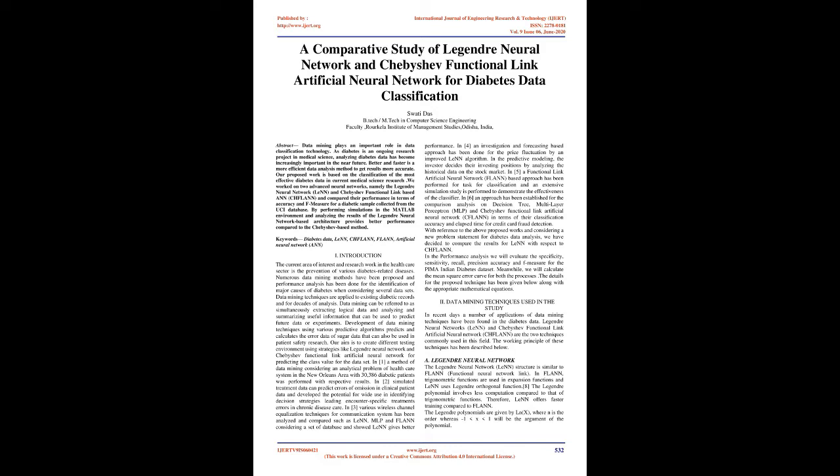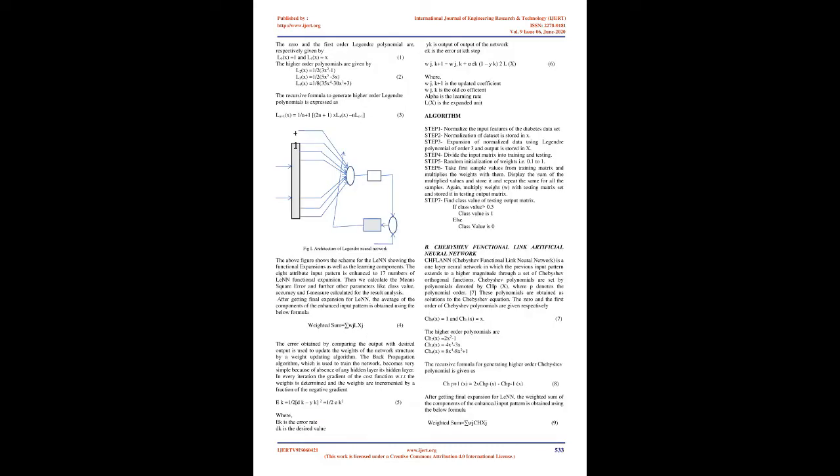In three, various wireless channel equalization techniques for communication systems have been analyzed and compared, such as LeNN, MLP, and FLANN, considering a set of databases, and showed LeNN gives better performance. In four, an investigation and forecasting-based approach has been done for price fluctuation by an improved LeNN algorithm. In the predictive modeling, the investor decides their investing positions by analyzing the historical data on the stock market. In five, a functional link artificial neural network, FLANN, based approach has been performed for a classification task, and an extensive simulation study is performed to demonstrate the effectiveness of the classifier.